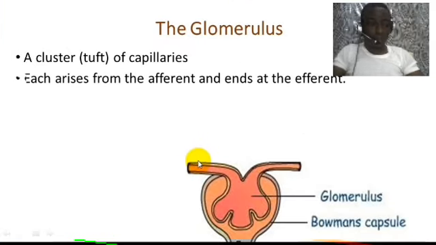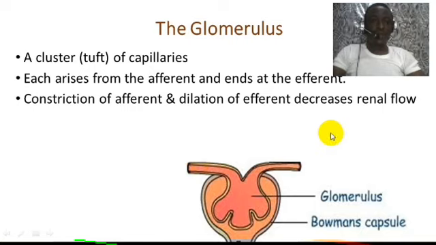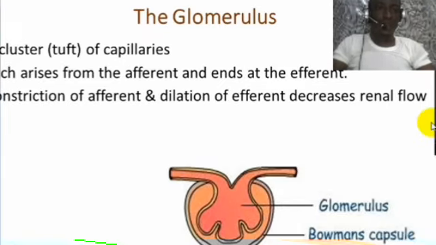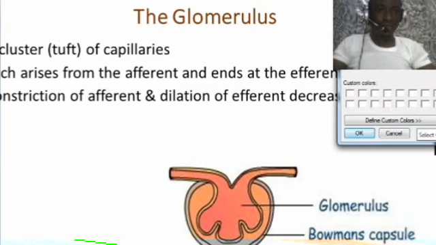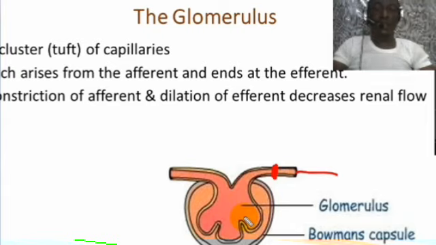Anyways, going forward, constriction of the afferent arteriole and dilation of the efferent will increase renal blood flow. If this part of the nephron is constricted, this is the afferent arteriole, remember, afferent, once it is constricted or occluded, the renal blood flow decreases. That is, the amount of blood entering the kidneys reduces.